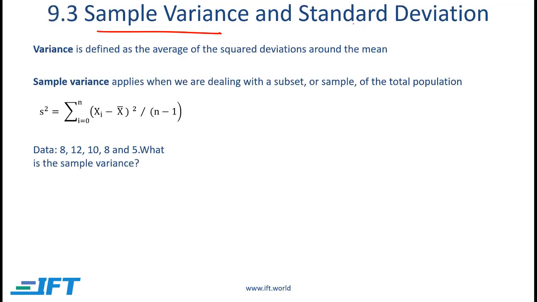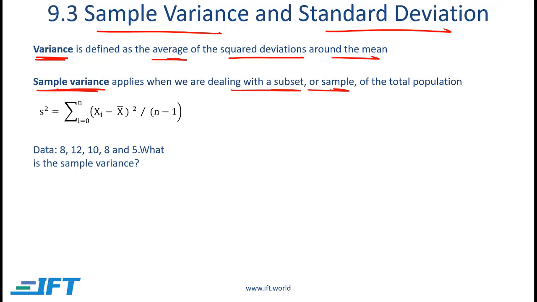Moving now to sample variance and sample standard deviation. The variance of a distribution is defined as the average of the squared deviations around the mean. When we just say variance, we are typically referring to a population variance. Now, with respect to variance, it is more common to calculate what's called the sample variance. The sample variance applies when we are dealing with a subset or a sample of the total population. And generally, since populations are very large, we will be working with samples.